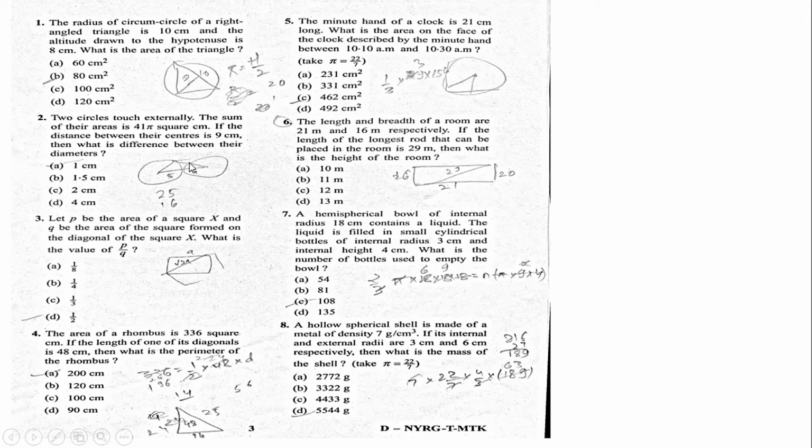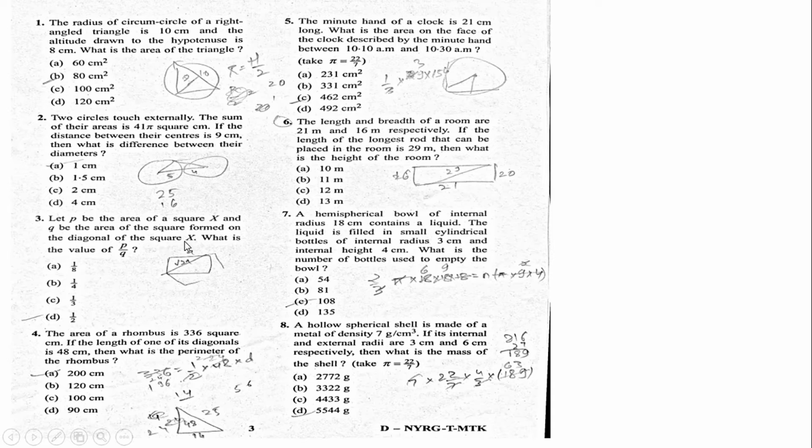Two circles touch externally. This is the diagram. So 5 and 4 will be the radii of the two circles, and the difference between their diameters will be 2 centimeter. Then the third answer.